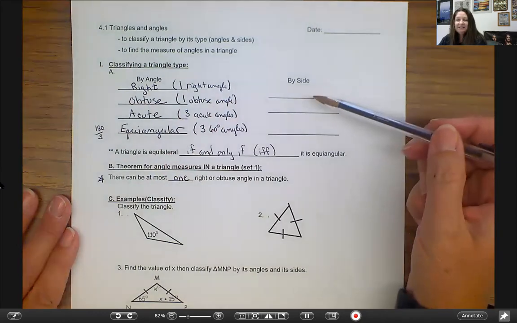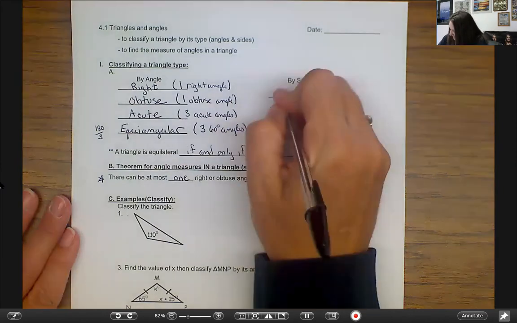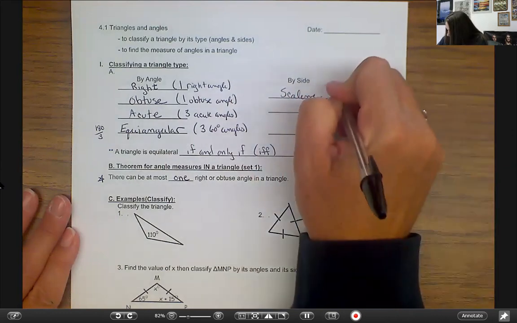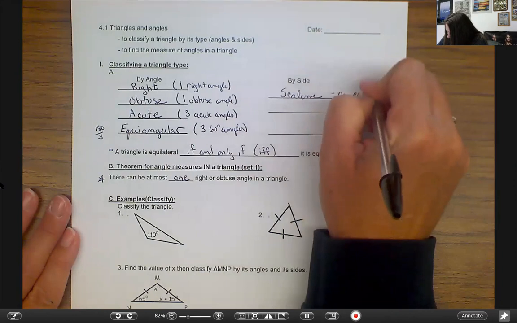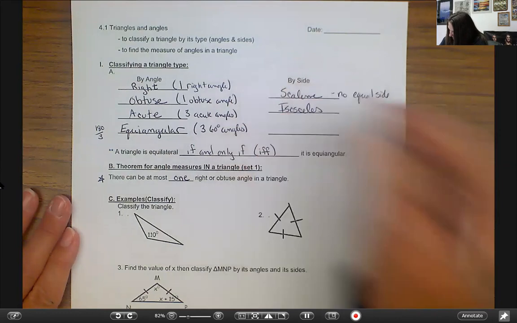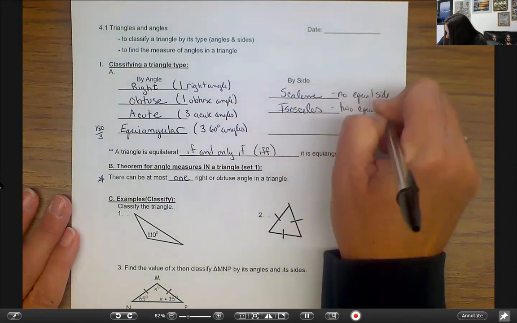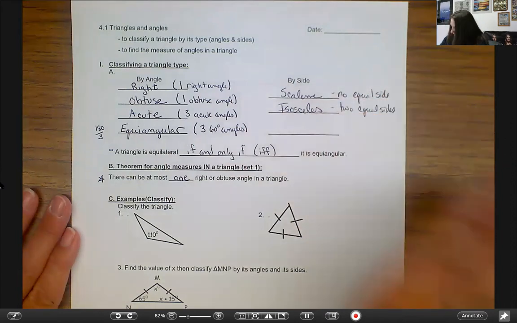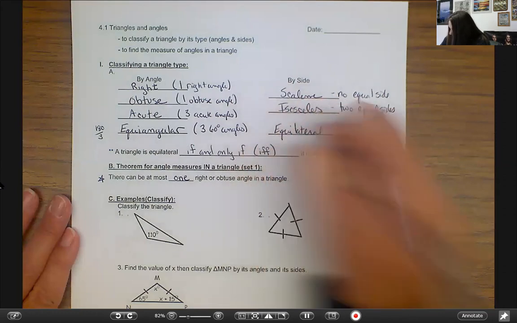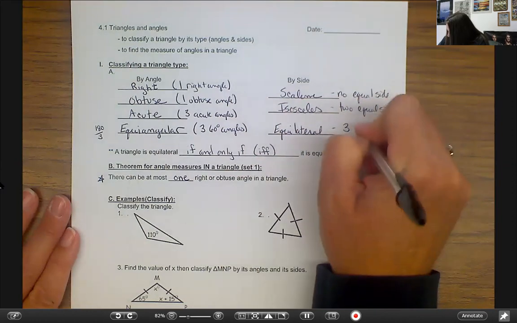If we decide to analyze our triangle by its side length, we could say that it is scalene, meaning no equal sides. We could say that it is isosceles, meaning it has 2 equal sides. And we could say that it is equilateral. An equilateral triangle has 3 equal sides.